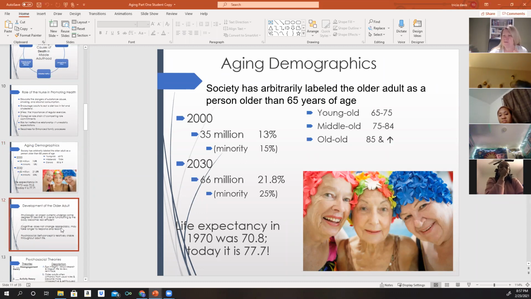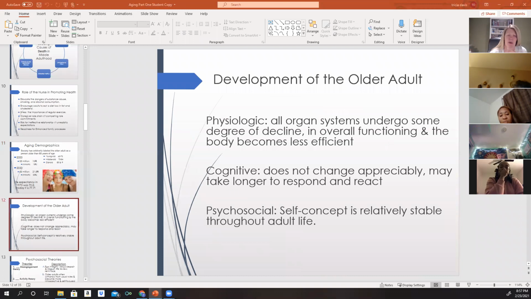So, the development of the older adult. Physiologically, all organs, so now this is the older adult, right? We talked about the middle adult, this is the older adult. All organ systems undergo some type of decline in the way that they function overall. The body becomes less efficient.